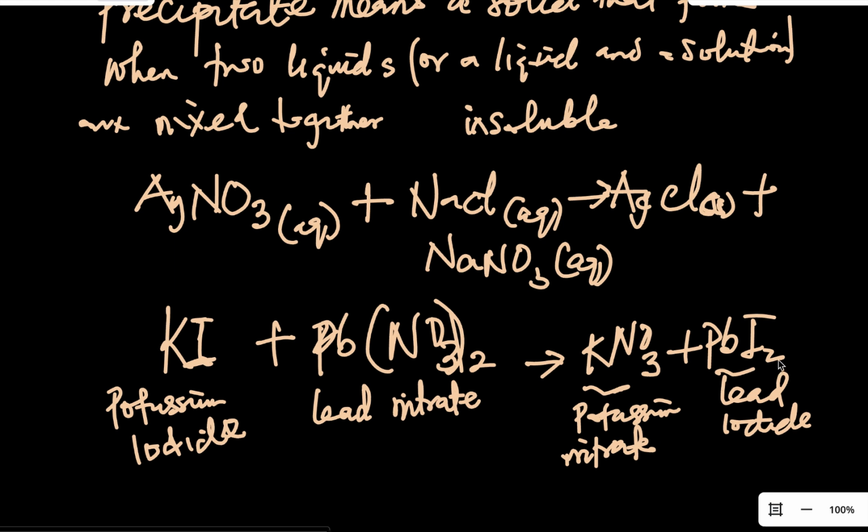So this lead iodide that I mentioned here is a yellow solid, and it appears immediately when the two solutions are mixed. This yellow solid you're seeing here is what we call the precipitate. The sudden formation of a solid from two liquids reacting together clearly shows that a chemical reaction has taken place.